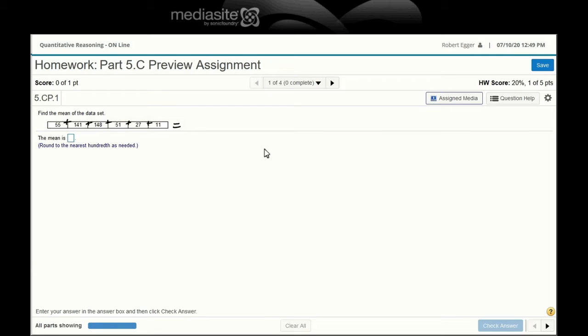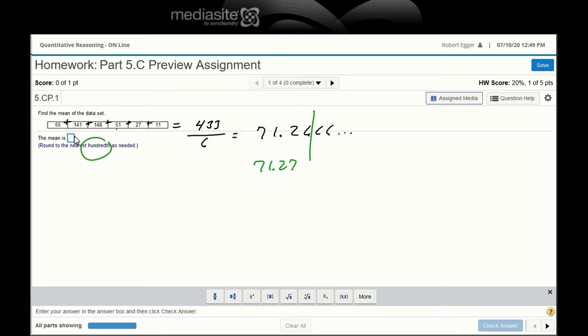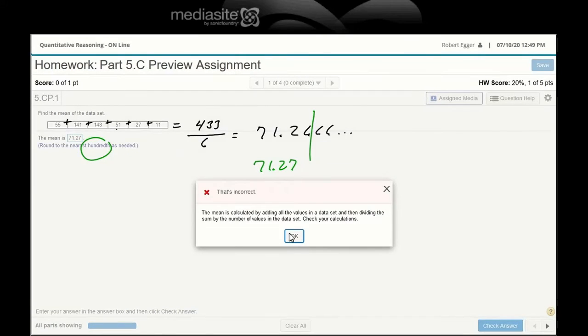All right, so if you add them all up, you should have gotten 433. And then we have 1, 2, 3, 4, 5, 6 of them, so let's divide that by 6. And I got 71.2666... Running to the hundredths, so tenths, hundredths, it looks like 71.27 is the mean. That's how we did. Incorrect.